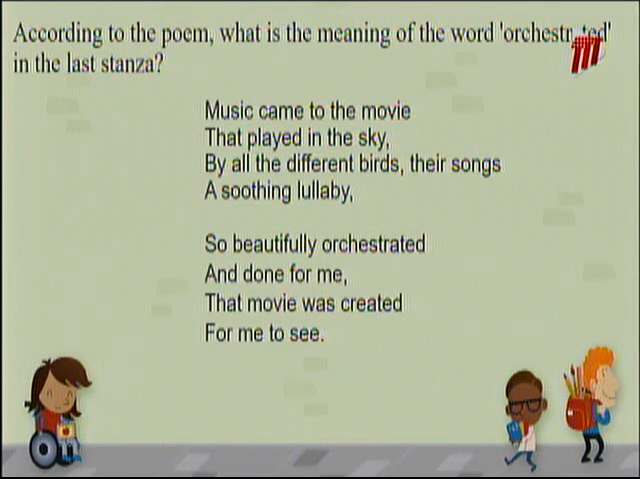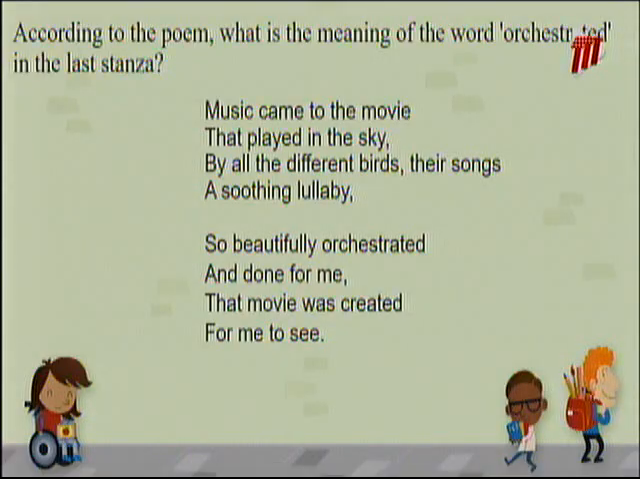Let's take a look at our poem again. Let's consider this question. According to the poem, what is the meaning of the word orchestrated in the last stanza? To be able to decipher the meaning of the word orchestrated, we not only need to consider the last stanza, but we need to consider the stanza before as well. Let's take a read. Music came to the movie that played in the sky. By all the different birds, their songs a soothing lullaby. So beautifully orchestrated and done for me, that movie was created for me to see. Now, let's consider what we have read so far.